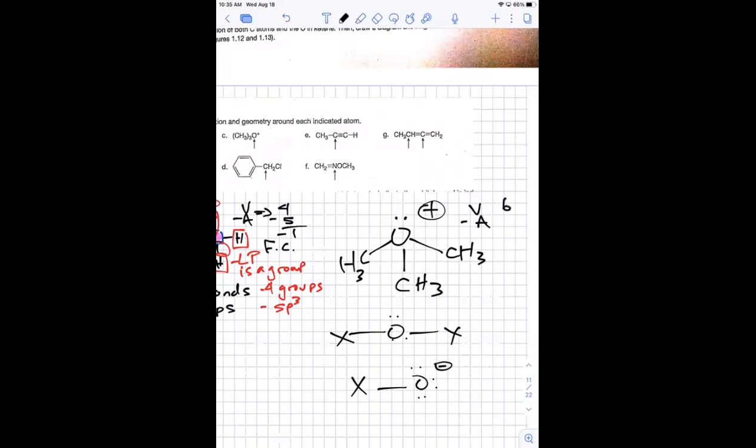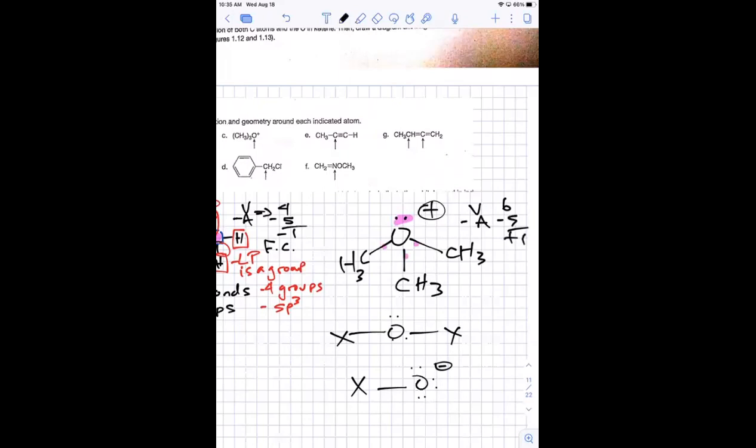Boron is group 3, carbon is group 4, nitrogen is group 5, oxygen is group 6, and then the halogens are group 7. So it's group 6. 6 minus what? You've got a lone pair. Great. Lone pair and 1 electron from each bond. So 6 minus 5. Formal charge is +1.